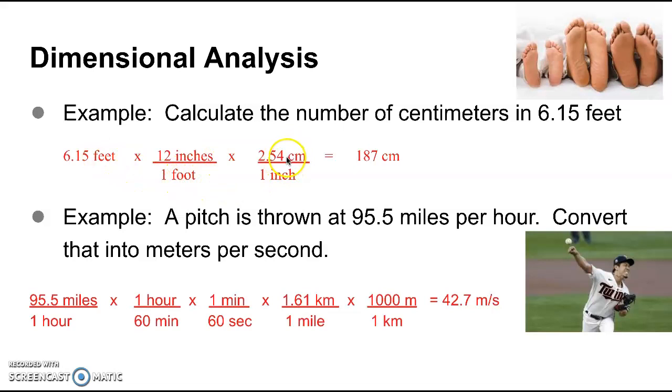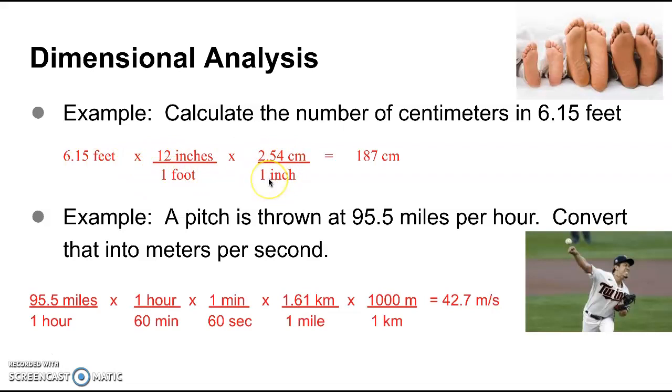And then we know there's 2.54 centimeters in an inch. You could look that up if you didn't know that already. And then we set it up so inches cancel. So now we have centimeters. And then when you have the desired units, the rest is just calculator work. So you'd multiply 6.15 times 12 times 2.54.